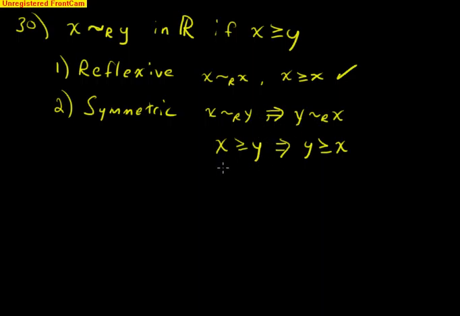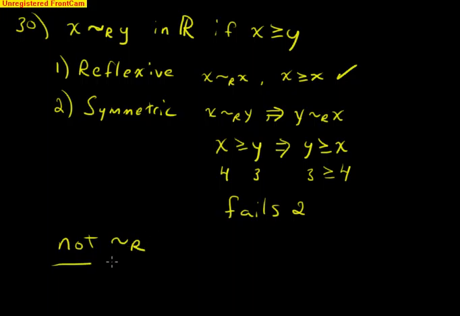Because in our first example, if x is 4 and y, let's just say it's 3, that satisfies this. Well, that doesn't mean that 3 is greater than or equal to 4. So, once again, this fails symmetry. We'll just say it fails number 2. So, once again, this is not an equivalence relation. Okay, I'll do a couple more in a little bit.